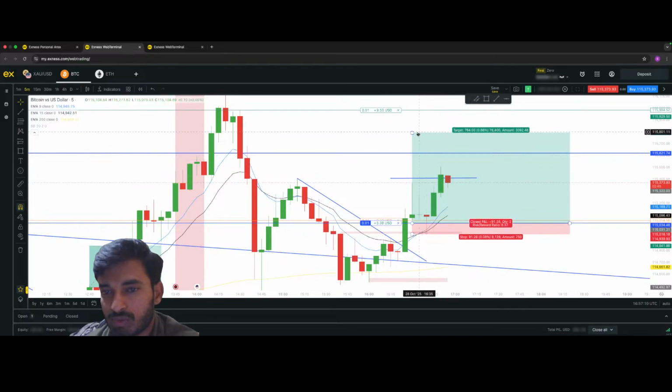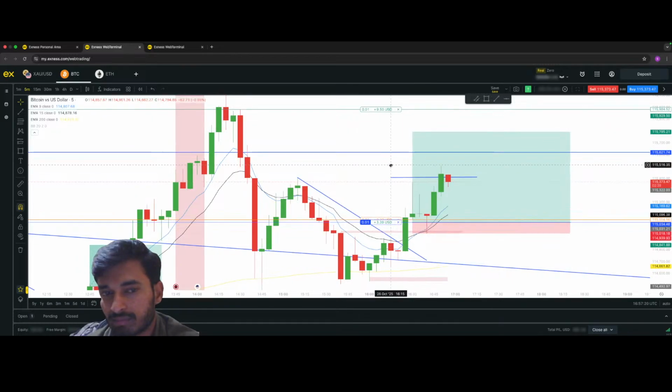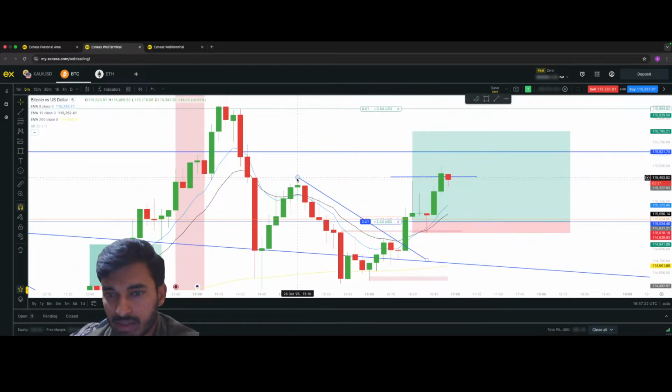One, two is here, almost $7.76. Here there is a resistance, right? So it is taking some resistance over here. From here only it has fallen.